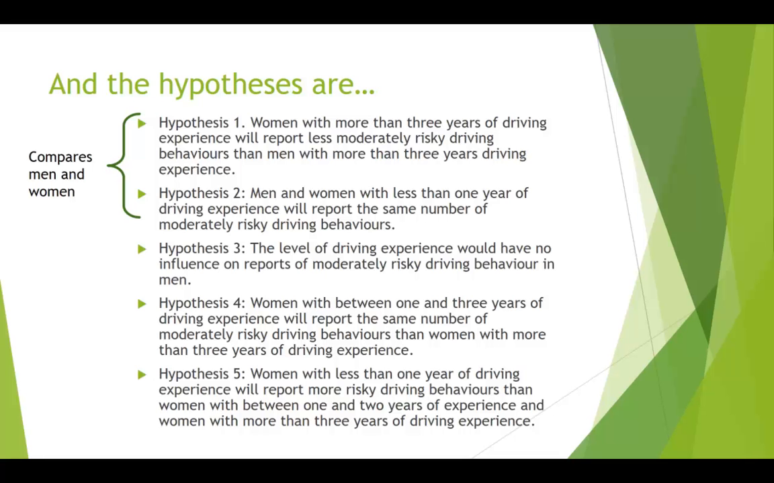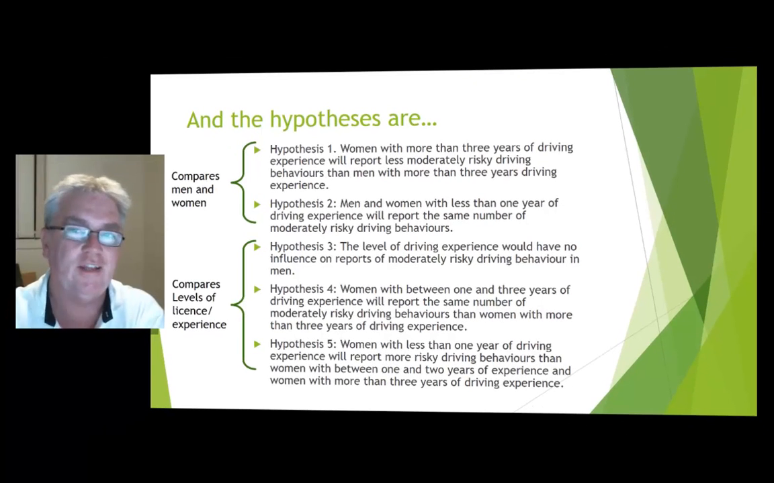Okay, the next three hypotheses do a different comparison. So hypothesis 3, level of driving experience, so license level, makes no difference to risky driving for men. But for women in Hypothesis 4 and Hypothesis 5, there are differences amongst women across license groups. So the first two hypotheses compare gender, one at one level of license, the other at a different level of license. The next set of hypotheses, 3, 4, and 5, compare license level. That's a really good distinction to make when you're going through your hypotheses.